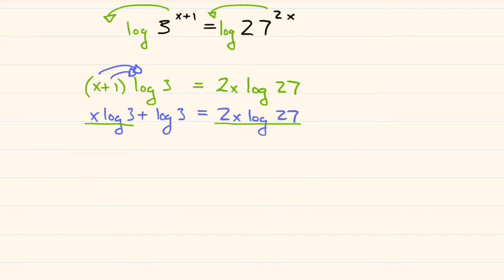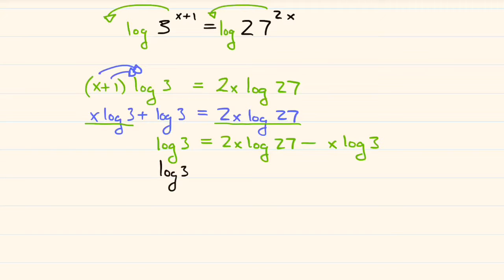So the easiest thing this time is to move the x log 3 to the right-hand side of the equation. Since it's positive on the left, when I move it over to the right, it's going to be negative. So I'm going to have log 3 equals 2x log 27 minus x log 3. Now, with the x's on the same side, you can factor x out on the right-hand side. And I'm going to have log 3 equals x times (2 log 27 minus log 3).